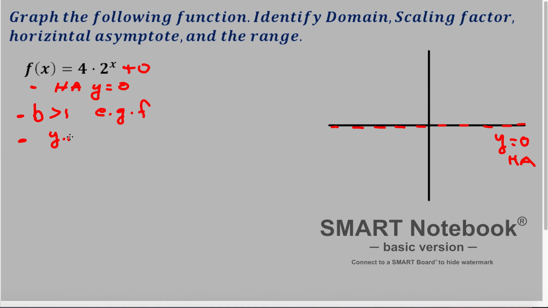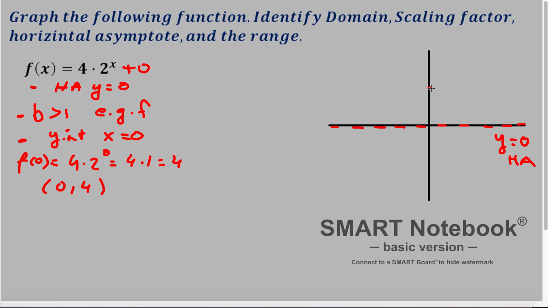And the other thing I'm interested in finding here is the y-intercept. To find the y-intercept, we set x equal to 0. So f of 0 is going to be equal to 4 times 2 to the exponent 0. And 2 to the exponent 0 is 1. 4 times 1 is 4. So the y-intercept is (0, 4).